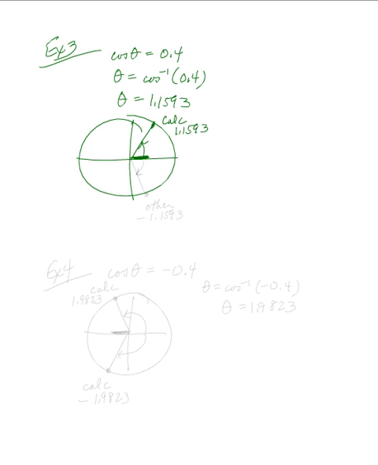Where else is it that x is that length? Down over here in quadrant 4. So that's the same rotation, but in the negative direction. So the other solution is negative 1.1593.